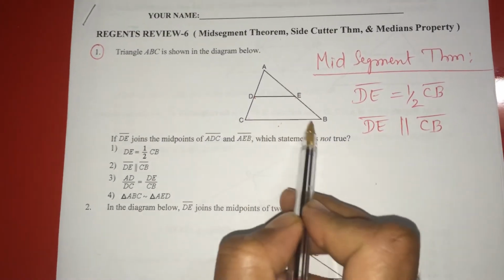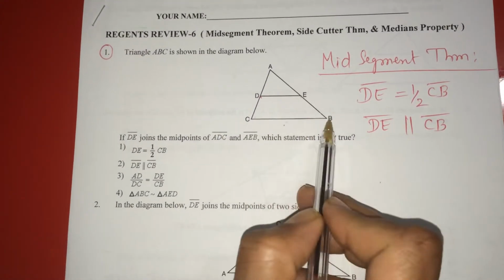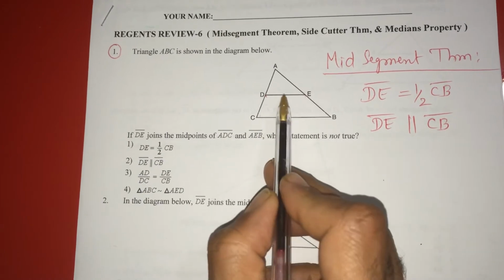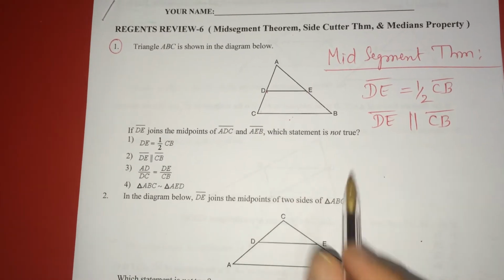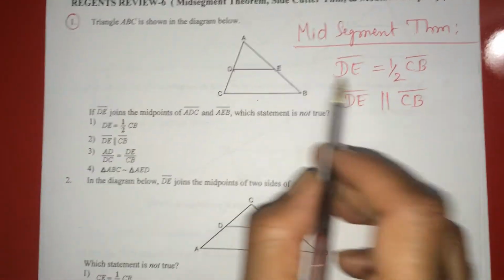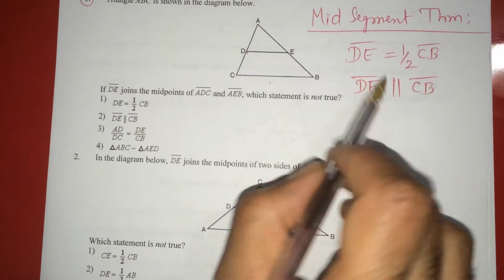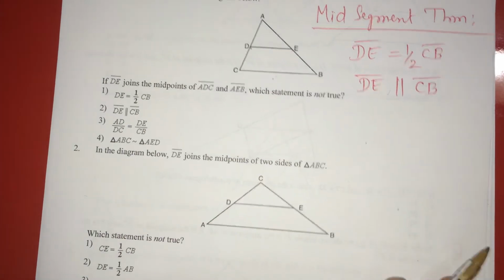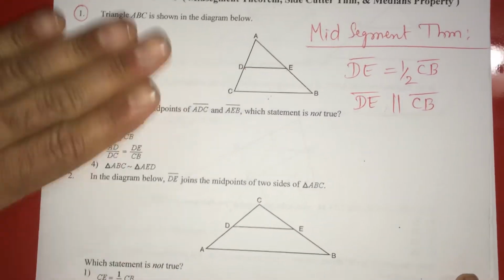That means if it is 20, this will be 10. If it is 200, this will be 100. If it is 100, this will be 50, just like that. And also these two are parallel. That is what the mid-segment theorem says. So based on these two properties, the problems are created here. These are all the previous Regents questions.